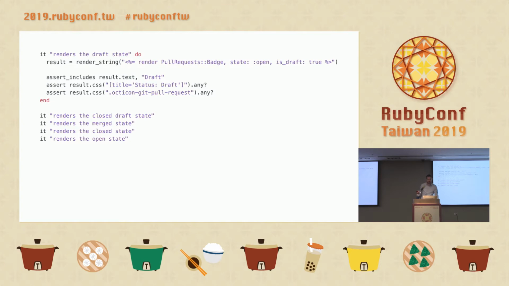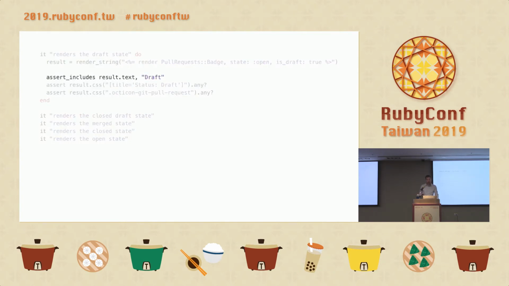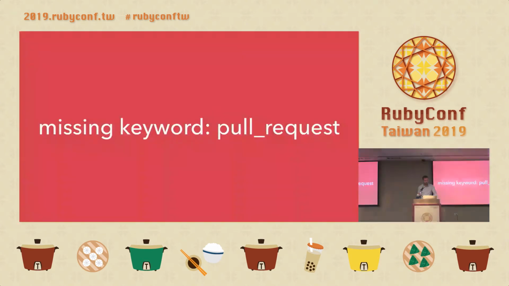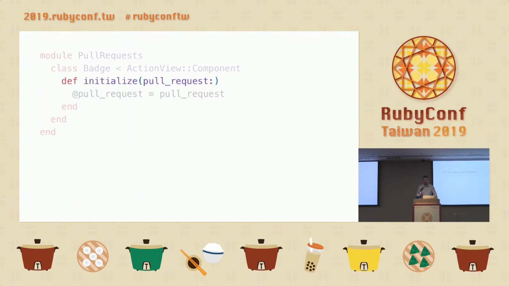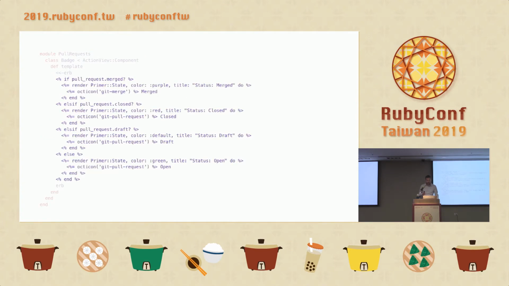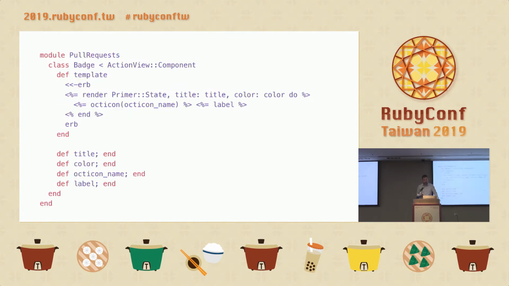In this first one, we'll assert that when we pass in state and isDraft values, we render the correct label, title attribute, and icon. So let's run them. It looks like our component is still expecting an object. So let's go update it. We'll update the initializer to accept the state and isDraft values instead of the pull request object. Then we'll take our template and extract the title, color, octicon name, and label into methods. We'll take a good look at this for a second.